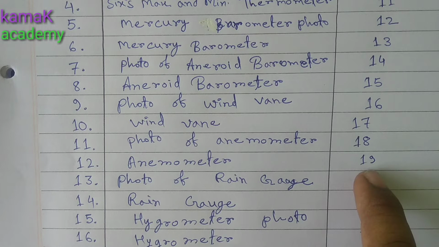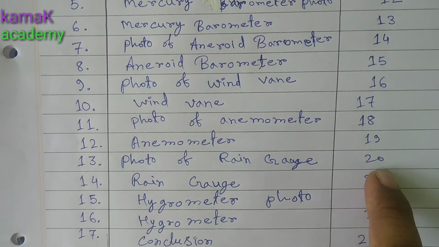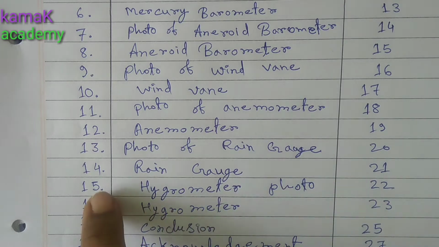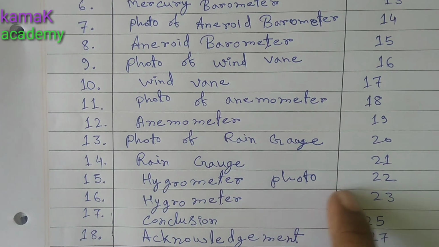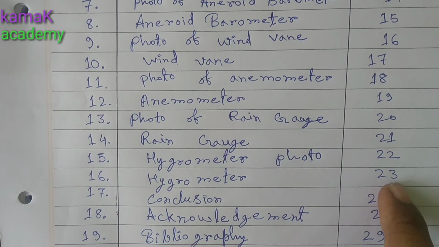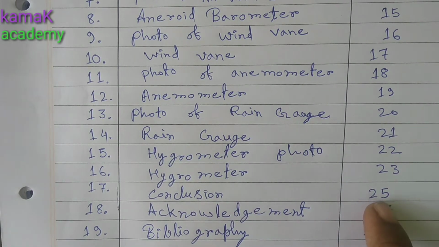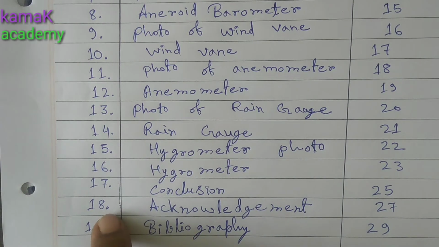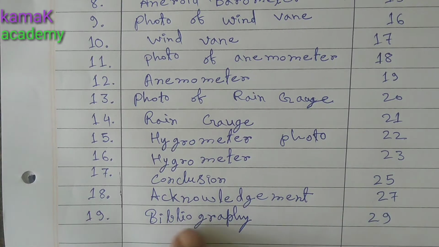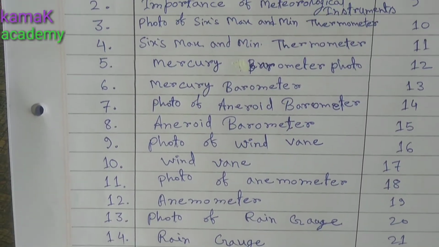page number 19. 13. Photo of rain gauge, page number 20. 14. Rain gauge, page number 21. 15. Hygrometer photo, page number 22. 16. Hygrometer, page number 23. 17. Conclusion, page number 25. 18. Acknowledgement, page number 27. 19. Bibliography, page number 29. Come to the next page.